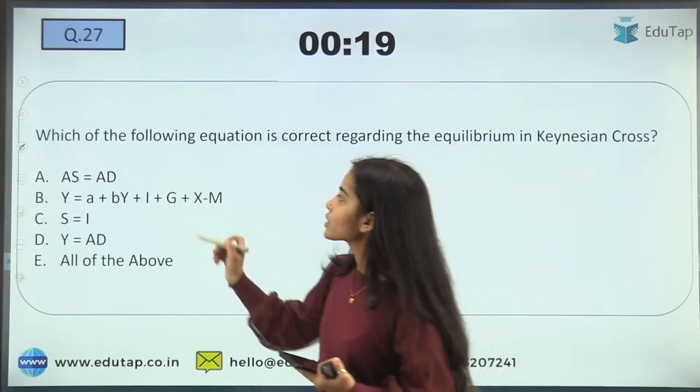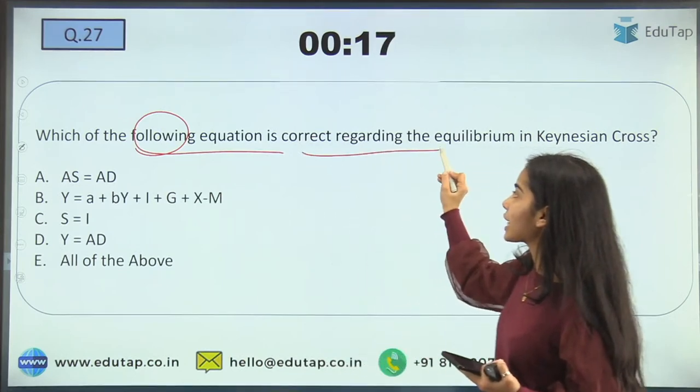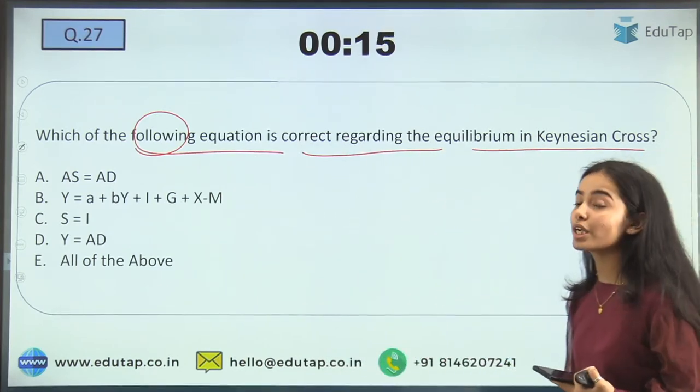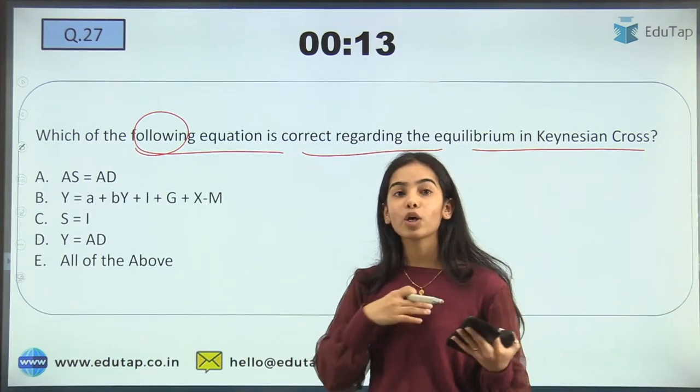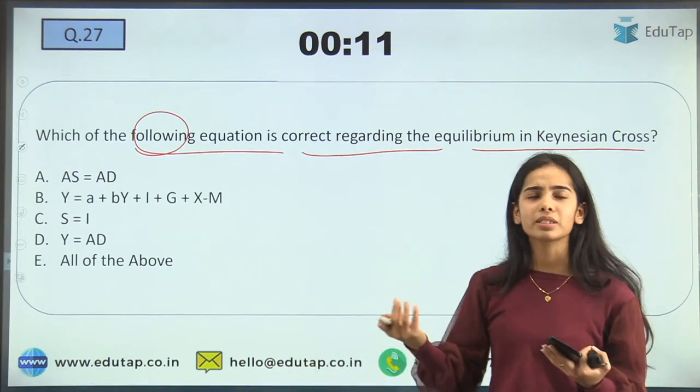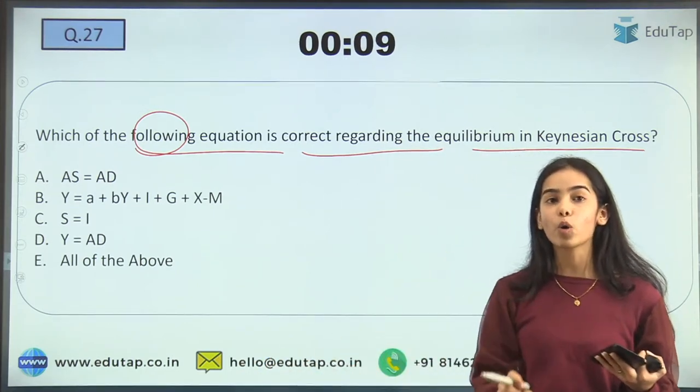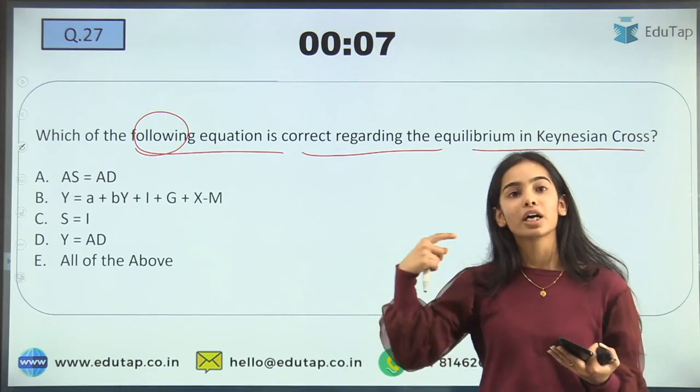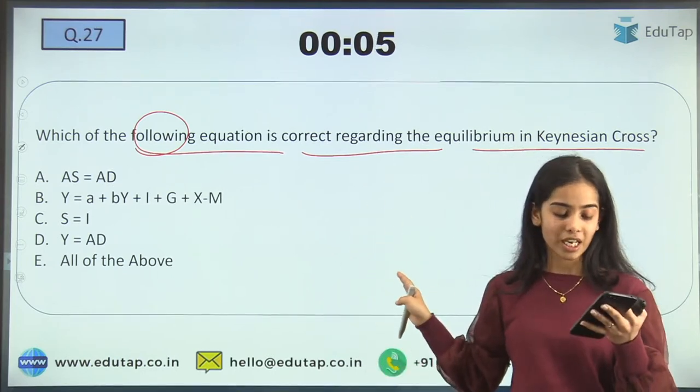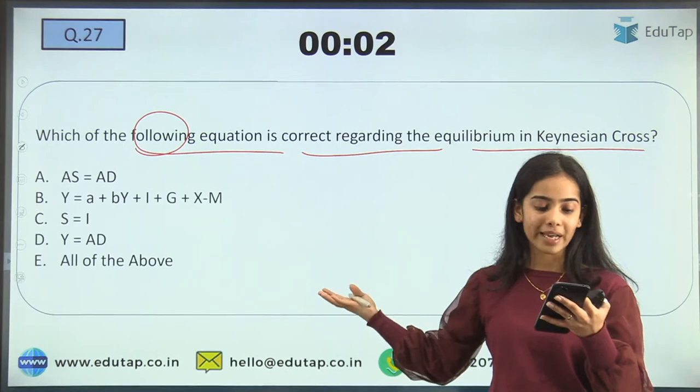Now moving to the next question, which of the following equations is correct regarding the equilibrium in Keynesian cross? So I tried to bring all new questions. A few, like 2-3 questions, will be repeated, which I found very important for you to do again. Otherwise, all the questions are new and you need to revise them, okay?